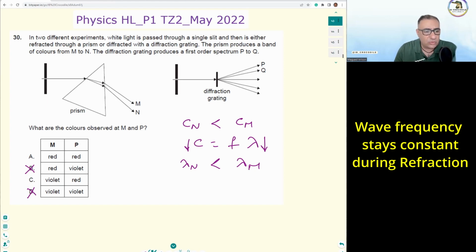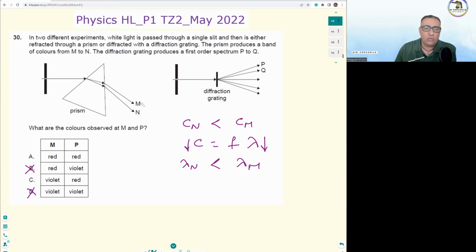Which means M has to be red and N has to be violet, because the wavelength of red is about 750 nanometers, while the wavelength of violet is about 400 nanometers. So that means the answer has to be A. Okay, so that was a quick review about refraction and diffraction.